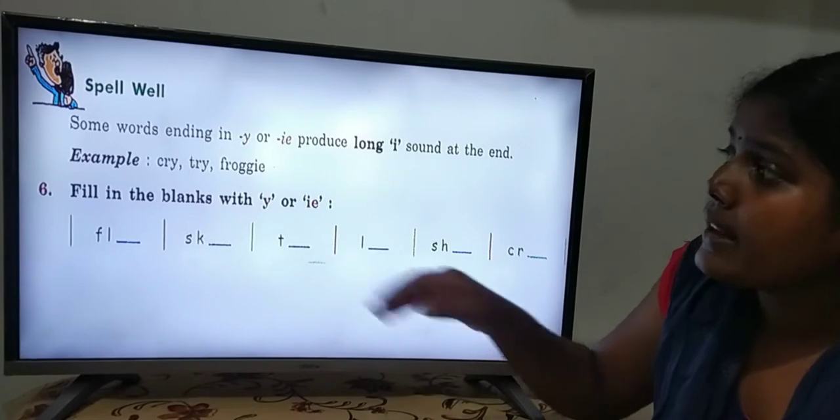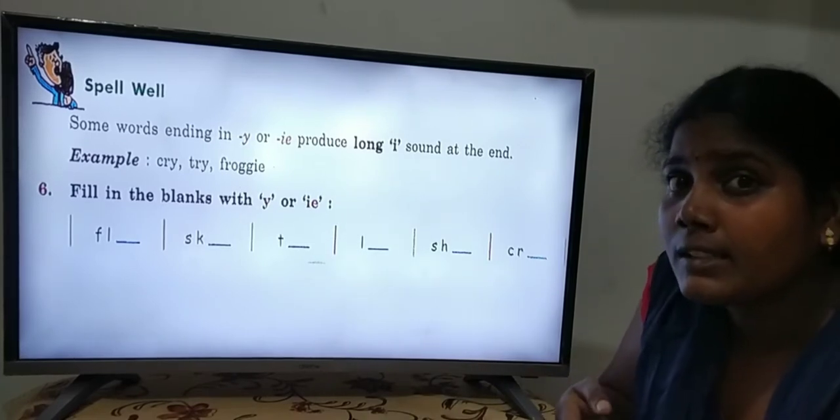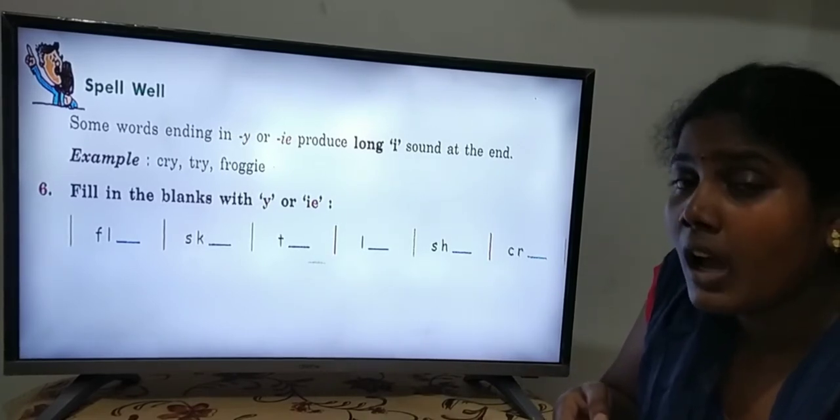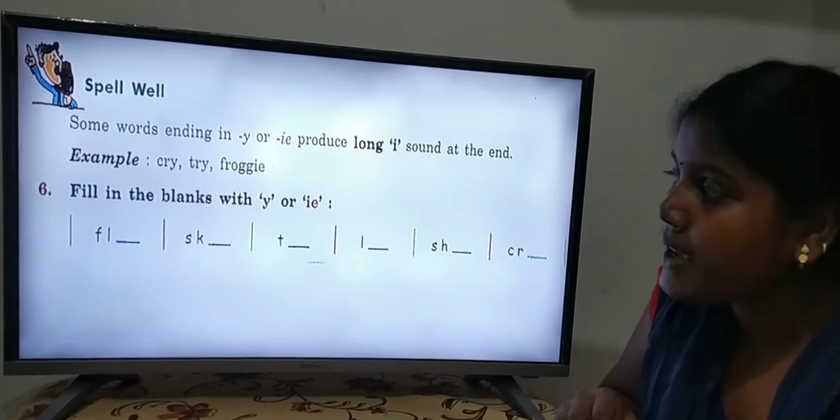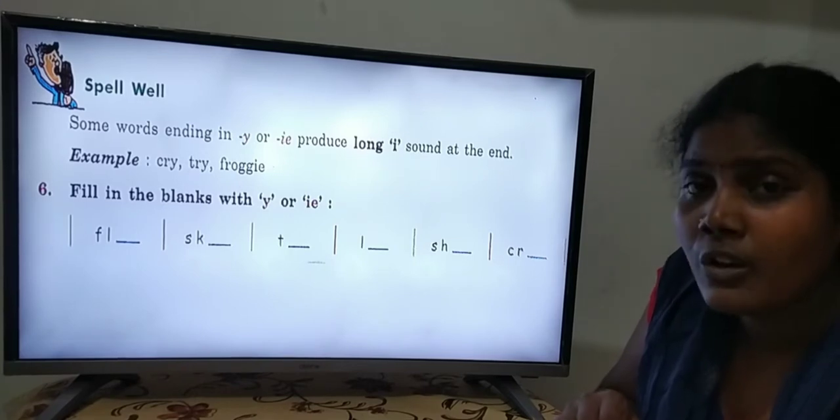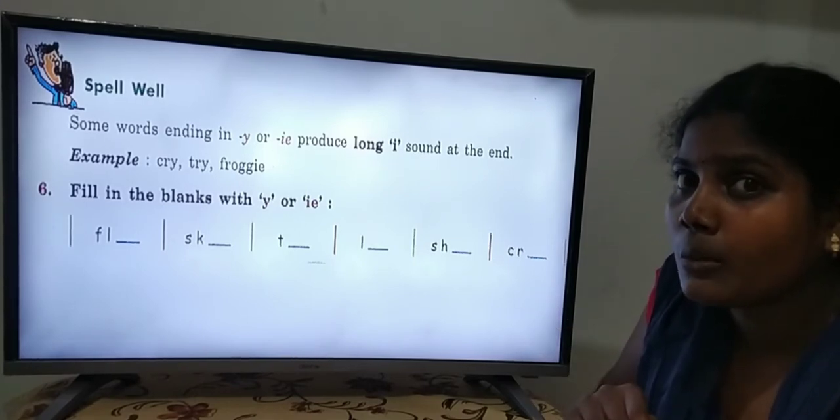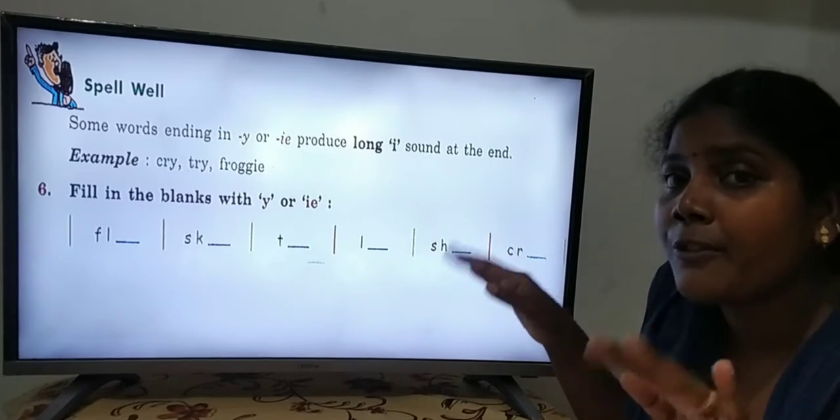So next we are going to fill in some words with the ending y or ie. So first word they are given: fl and a dash. So which letter will come? The y. So that means fly.